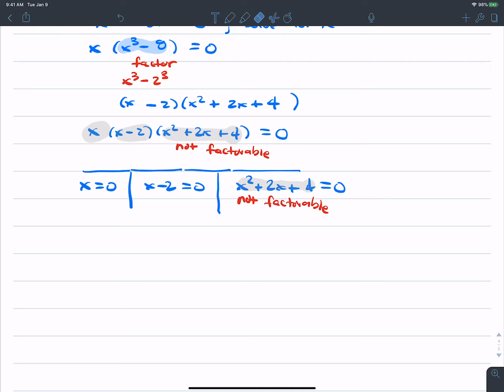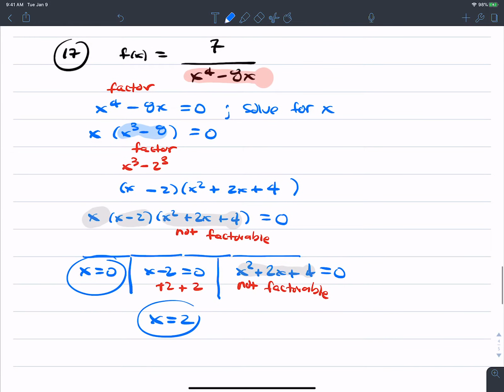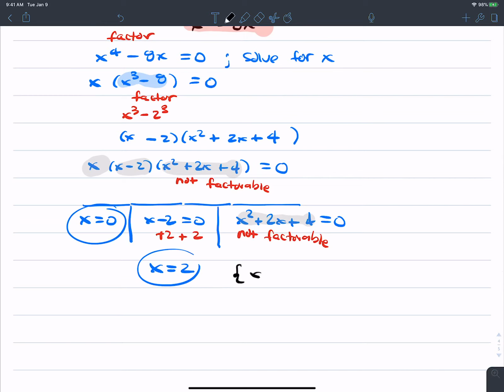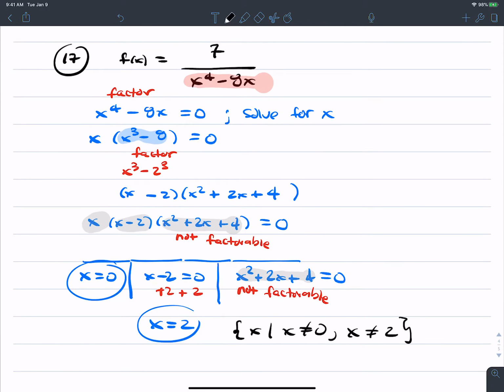So all I have to do to solve is add 2 to the second equation to get x is 2. We already have x is 0 here. The third quadratic there is not factorable, gives us complex solutions, so that means we're done. So our roots are at 0 and 2. So when we say, what's the domain, the set of all input values, it's going to be the set of all real numbers x such that x could not be 0 and x could not be the number 2. So here you go. That's number 17.